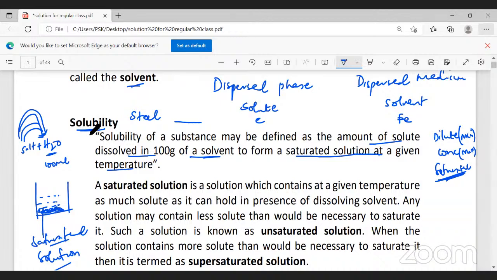Now, what is solubility? Solubility of a substance may be defined as the amount of solute dissolved in 100 grams of solvent to form a saturated solution at a given temperature. So the weight of solute dissolved in 100 grams of any solvent so that we get a saturated solution is called what? Solubility. For example, if I put 30 grams of salt in 100 ml of water, and some of the salt particles settle at the bottom, then we say 30 grams is the solubility of the salt. Did you understand this?